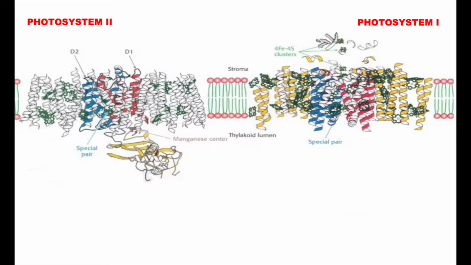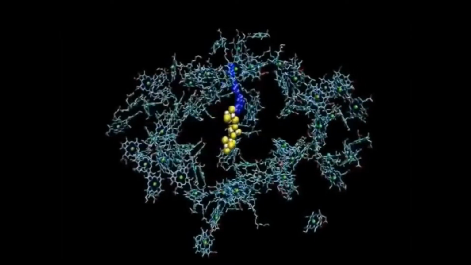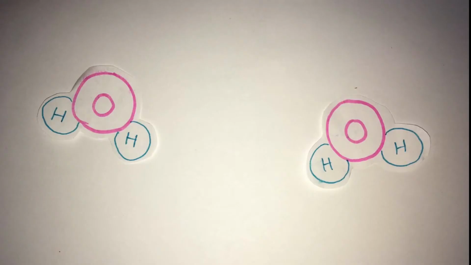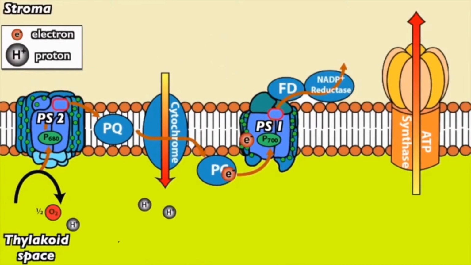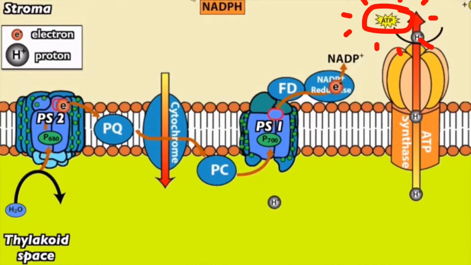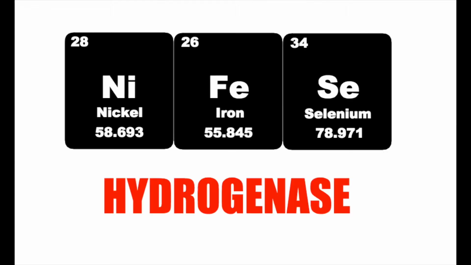The structure of the photosystems is composed of reaction center complex and light harvesting complexes. The conversion of energy involves the splitting of water and linear electron flow, which results in releasing oxygen, forming NADPH and producing ATP.